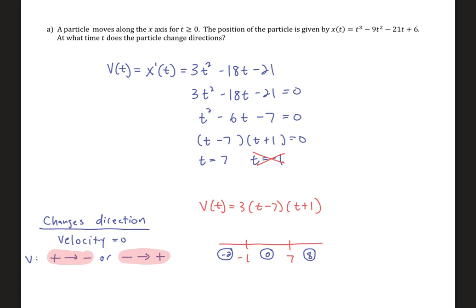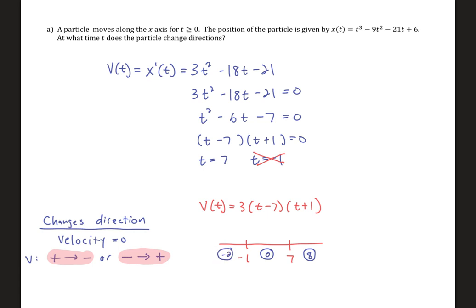Okay, so the idea is that in between zeros, continuous functions are either always positive or always negative. So you can just test a single point. If at that test value the function is positive, that means it's positive everywhere in the interval. If it's negative, that means it's negative everywhere in the interval. So we just have to test one point.